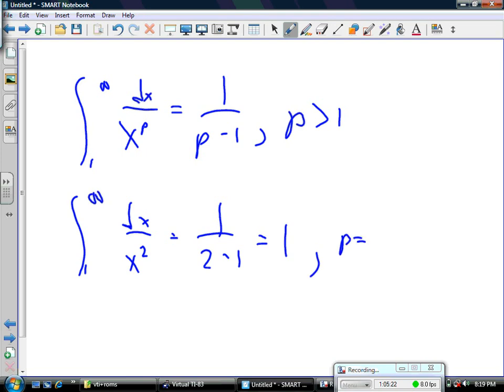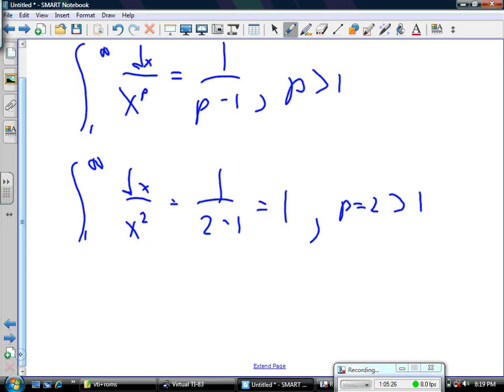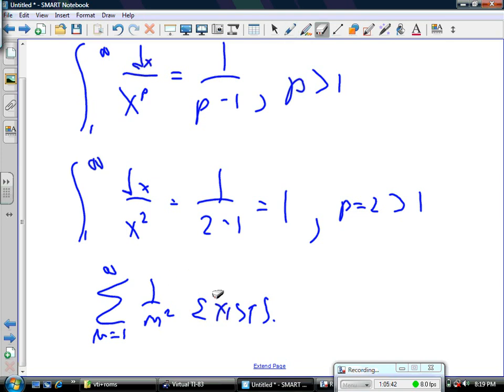Because p is 2, which is greater than 1, this p-series converges. That means there is a sum. What it is, I don't know. Well, actually, I do know. This is actually a famous result.